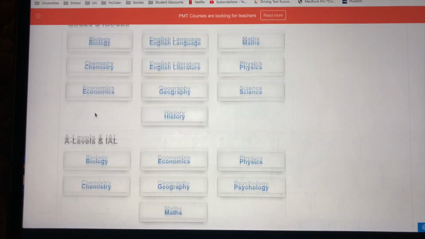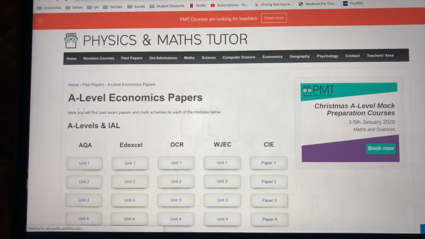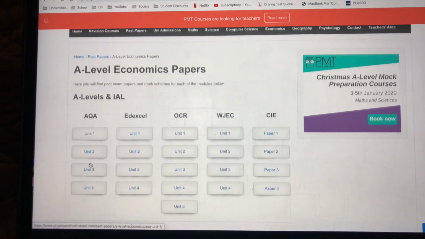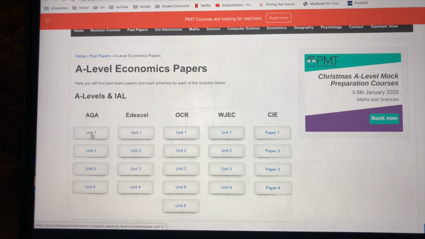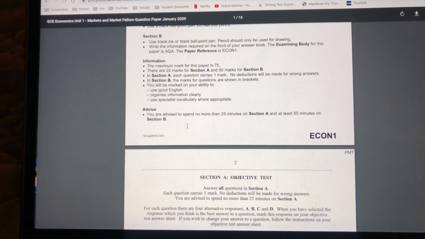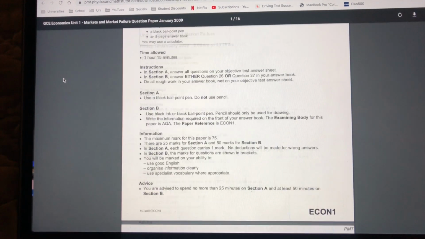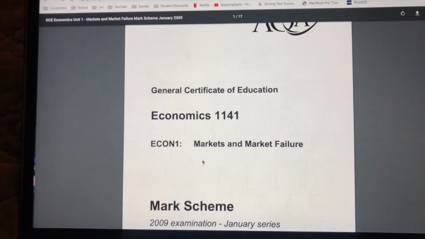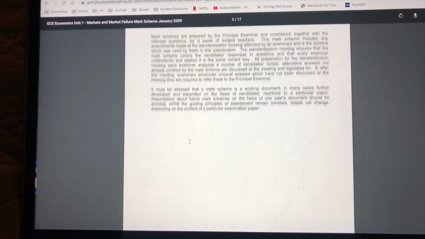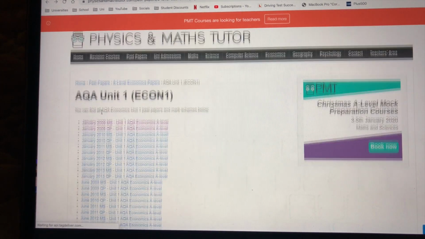up until this year, and it's got loads of long answer questions as well, but I mainly used it for my multiple choice, and this brought my multiple choice up drastically, so I did a lot better because of Physics and Maths Tutor. So I would really recommend that. Maybe once every week go through one past multiple choice paper from Physics and Maths Tutor. Every week try and do at least one in the build up towards your mock exams and your exams.